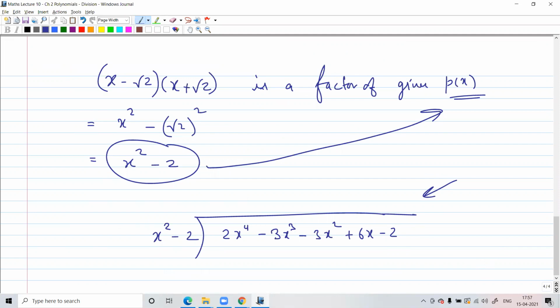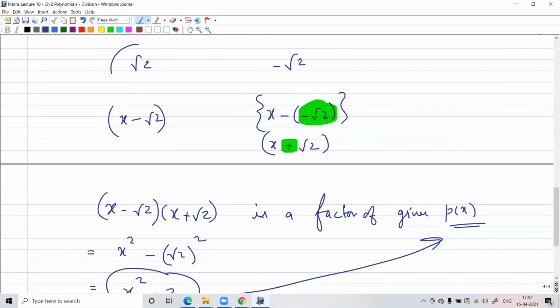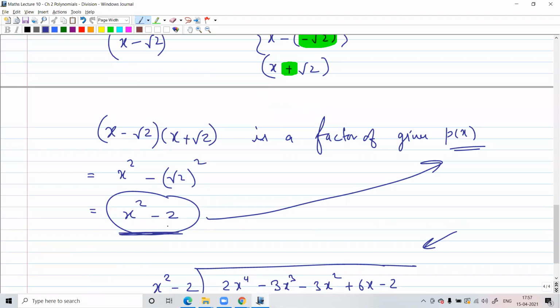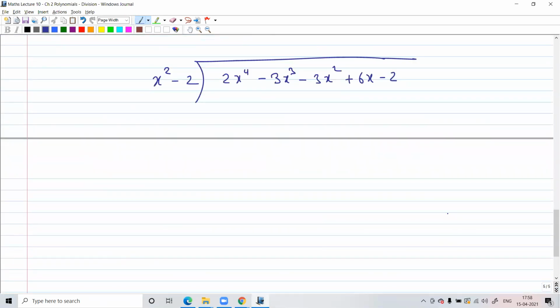0, sir. Yes, very good. It will be 0 because we already know that. How did we get this x square minus 2? Using the zeros, root 2 and minus root 2. So if these two are the zeros, this x square minus 2 will be a factor, and if it is a factor, the remainder will always be 0. So we already know the remainder is 0, just find the quotient and that will be our remaining factor. So do that. Let's see who does it before me. I will start after 1 minute. I give you a head start of 1 minute.